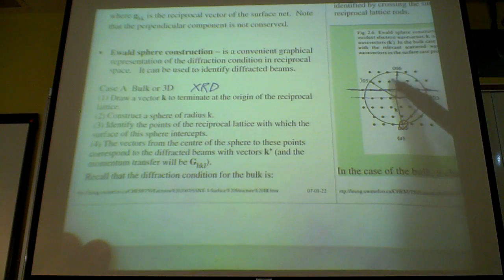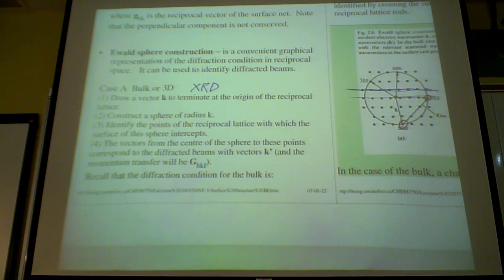But what I'm trying to impress on you is that when you change the wavelength, this balloon will intercept different points, and that's why you see different spots in your X-ray diffraction pattern. So it's quite a useful concept to locate diffraction spots from this Ewald sphere that you have.